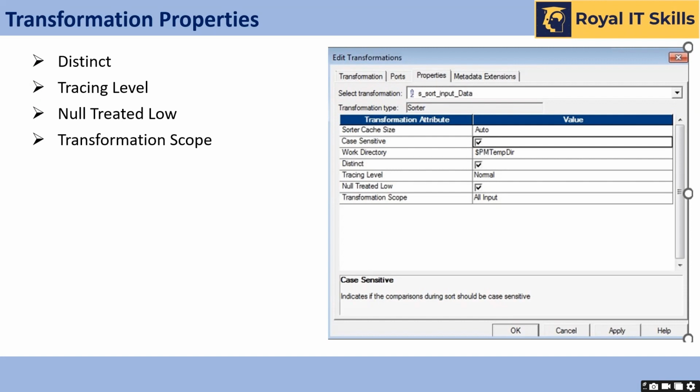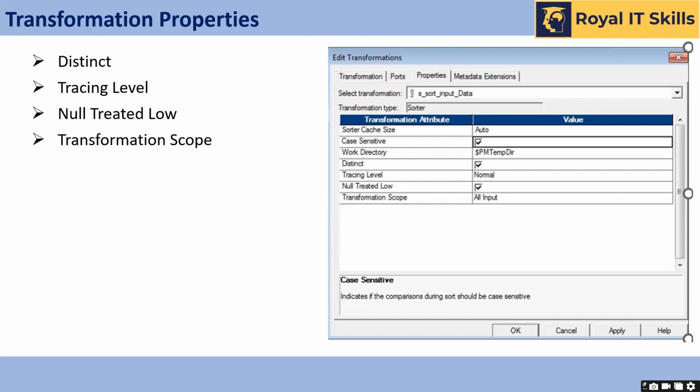Work directory. So I mean, temporary space for this calculation. So to make it in a sorted order, it has to make one temporary location, right? So that directory we can give. Distinct: if you select this distinct option, it will eliminate the duplicates based on all the columns. And tracing level. As I mentioned, there are 4 types of tracing levels: terse, normal, verbose initialization, and verbose data. That we will talk more about in one class.